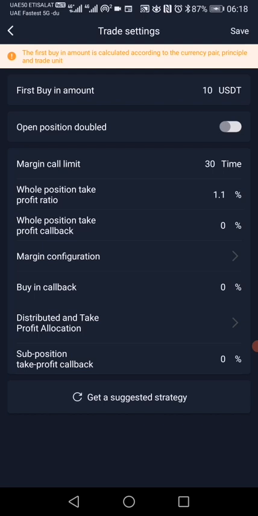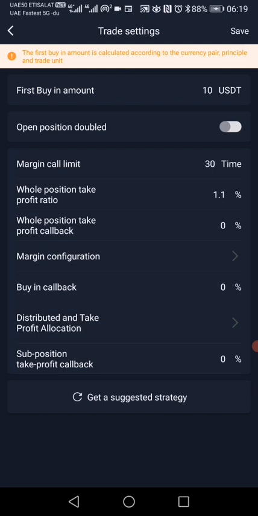Then I move to buy in callback. What is buy in callback? Buy in callback means when the robot attains 1.1 and sells, when the price of that coin drops by this percentage that is set here, it buys again. By default it is 0.5, while the hold position take profit callback is 0.3. I'm sorry about that. So buy in callback by default is 0.5. Some people put 0.1, 0.2, 0.3, 0.4, 0.5.